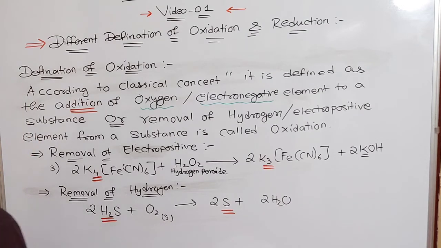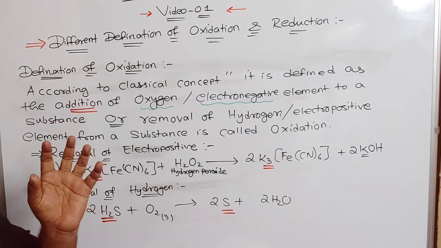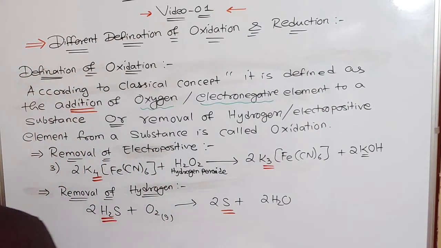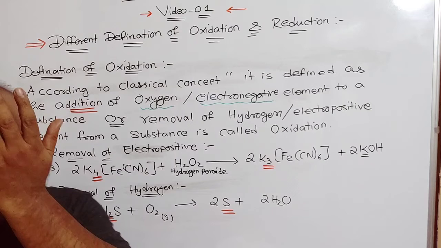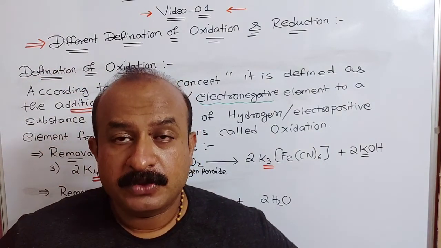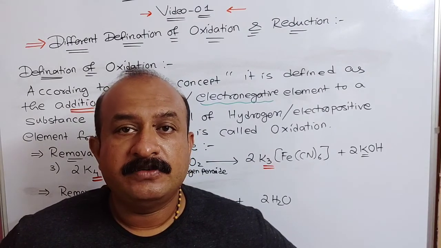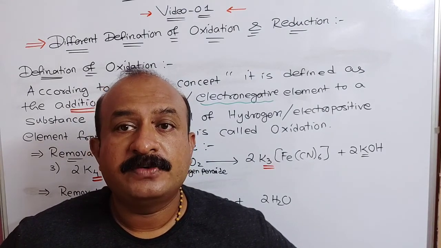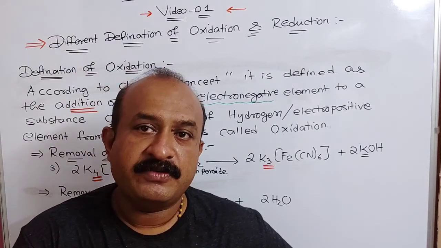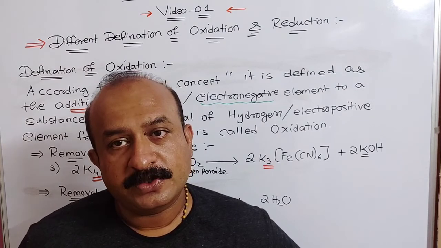Now in the next video we will be discussing the definition of reduction. Understood this part? So here we will come to an end of our video. In the next video we will continue with the definition of reduction. Clear? The 4 types we discussed in oxidation, the same we will discuss in reduction, and then we will go to redox.